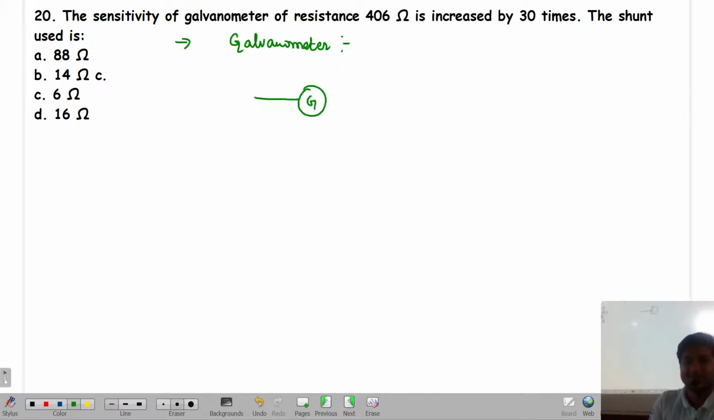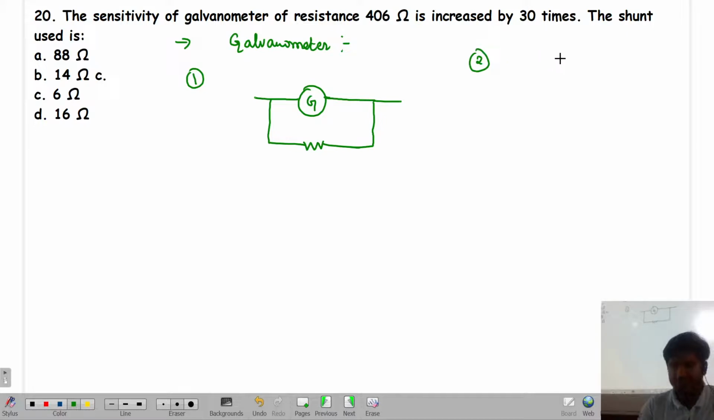Okay. So this is my galvanometer. Hey, listen. Now come over here. This is my galvanometer. Listen. And I connect one resistance with it. So try to understand, two cases are there. The first case is like this way. The second case is connection of the galvanometer directly with the wire.